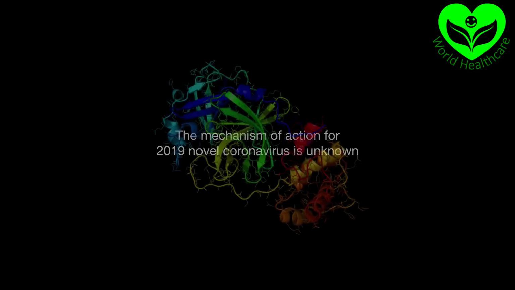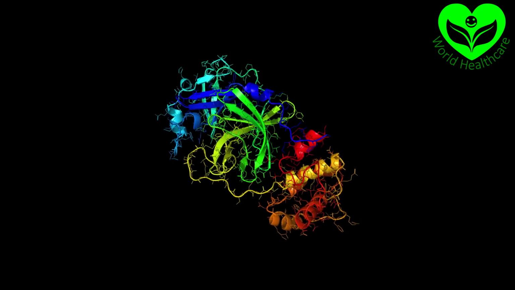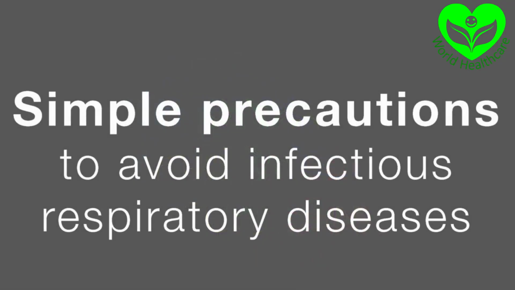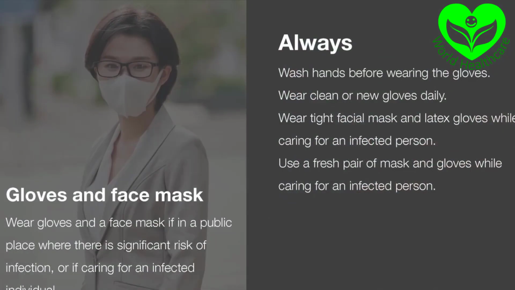It should be noted that the mechanism of action for 2019 novel coronavirus is unknown. However, scientists in China have sequenced the genome, while others have used the sequencing to visualize it. There is currently no cure or vaccine for the 2019 novel coronavirus, and treatment is only supportive. Therefore, preventing transmission is paramount. As an airborne virus, recommended precautions are similar to those for preventing the flu.